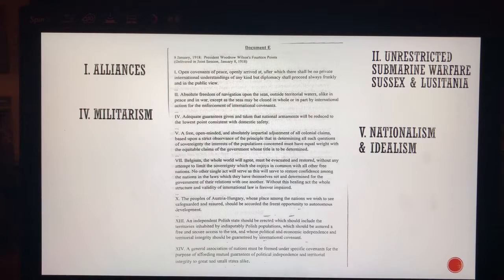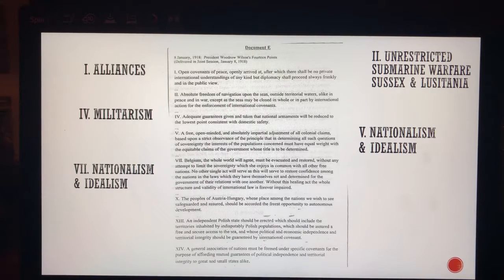Belgium, the whole world will agree, must be evacuated and restored without any attempt to limit the sovereignty which she enjoys in common with all other free nations. No other single act will serve to restore the confidence among the nations in the laws which they themselves have set and determined for the government of their relations with one another. Without the healing act, the whole structure and validity of international law will forever be impaired. So he's looking at Belgium, bringing Belgium back to being their own nation because they got toppled by the Germans. He's bringing up nationalism and this idea that they have sovereignty, so idealism.